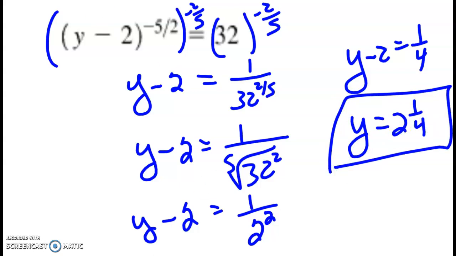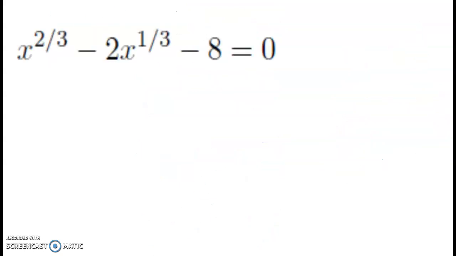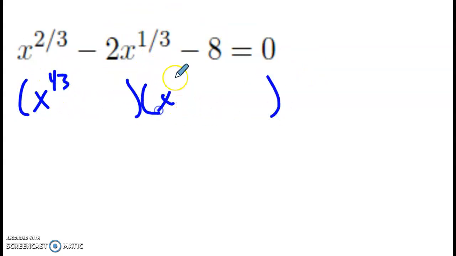Okay. Going against the clock here. All right, this is a quadratic-like equation with rational exponents. Okay. 1/3 squared is 2/3, right? So I'm going to solve this like it's a quadratic. I'm going to have x to the 1/3, x to the 1/3. If I multiply those, I add exponents and get x to the 2/3.